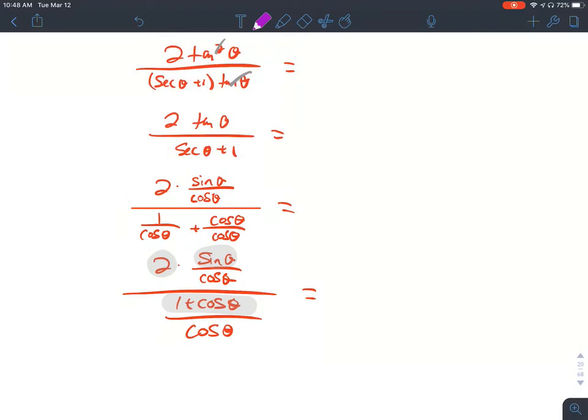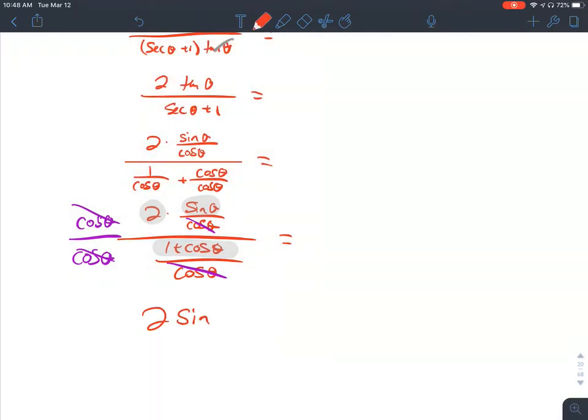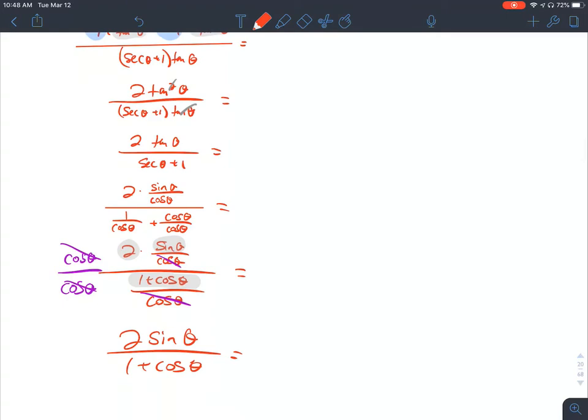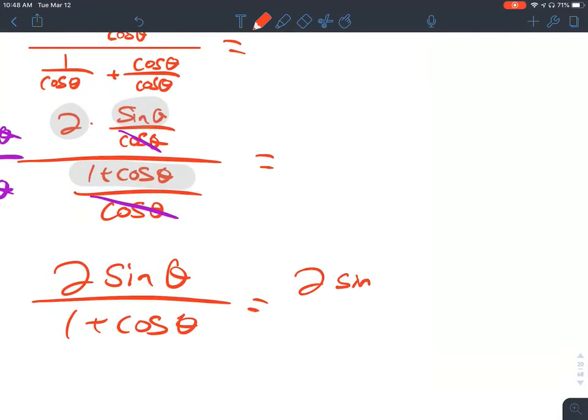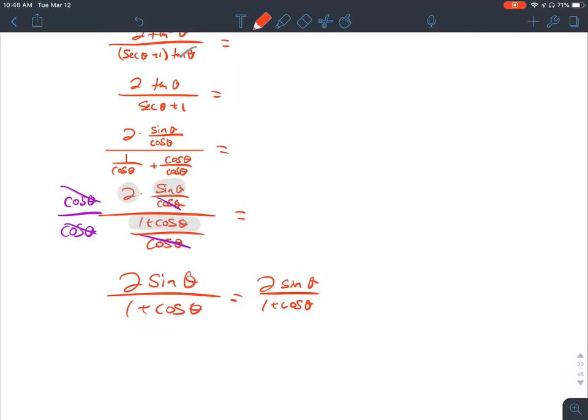To get rid of the cosines that we don't want, I'm going to multiply by 1 in the form of cosine of theta over cosine of theta. If I do that, those cancel and those cancel. So what are we left with? 2 sine of theta divided by 1 plus cosine of theta. And if I remember correctly, that's what the right side was all along, which makes us finish with this. Excellent.